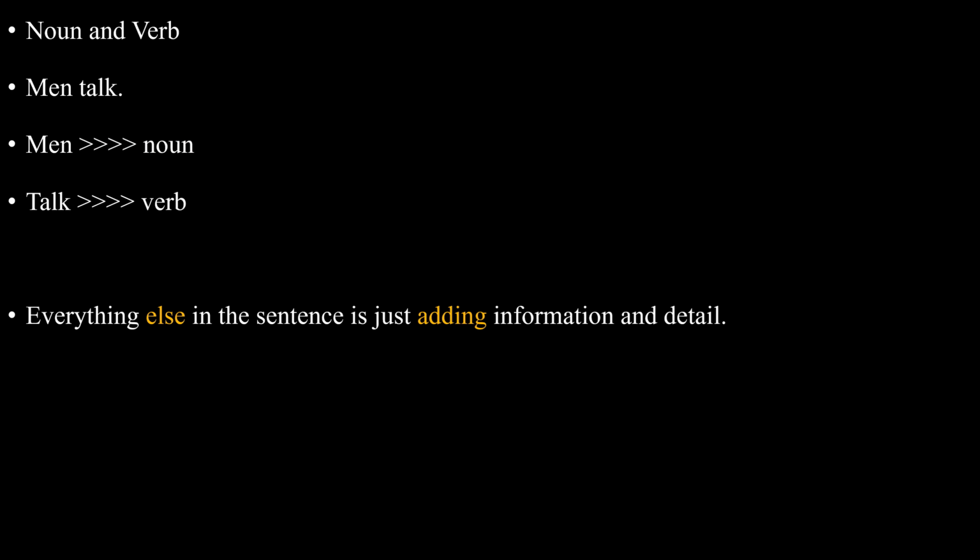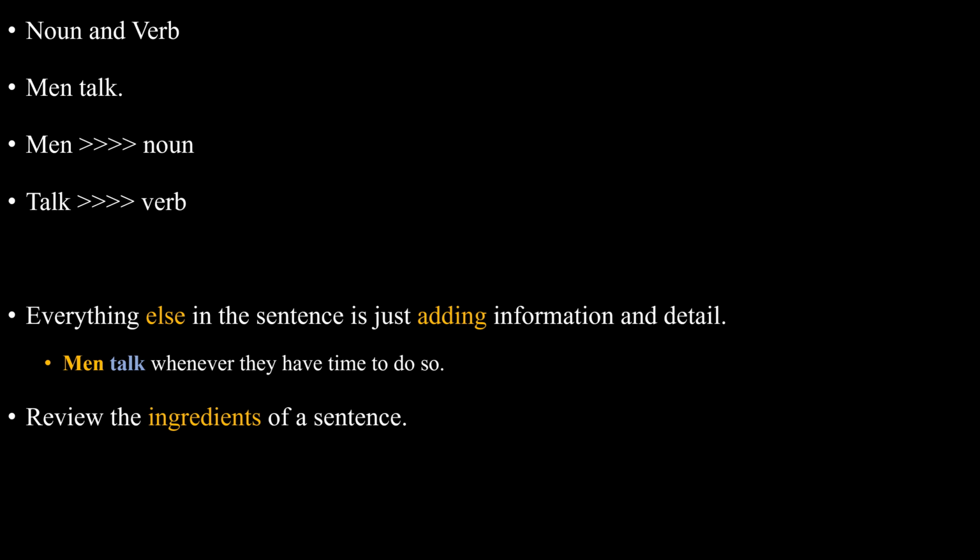Now, everything else in the sentence, other than the nouns and the verbs, just adds information and detail. For example here, men talk whenever they have time to do so. So men is the noun and talk is the verb. Everything else is just extra information.